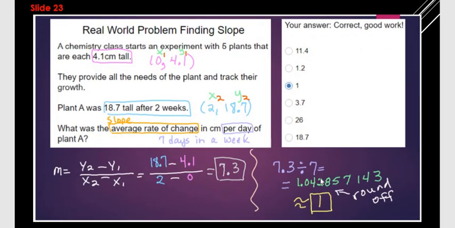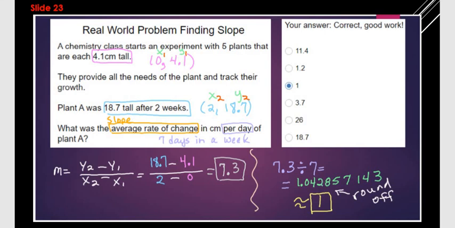Looking at 24, real world problem solved, finding slope. You have a chemistry class that starts an experiment with 5 plants that are 4.1 centimeters tall. They provide all the needs of the plant and track their growth. Plant A was 18.7 centimeters tall after 2 weeks. What is the slope, which is the average rate of change, in centimeters per day in plant A?